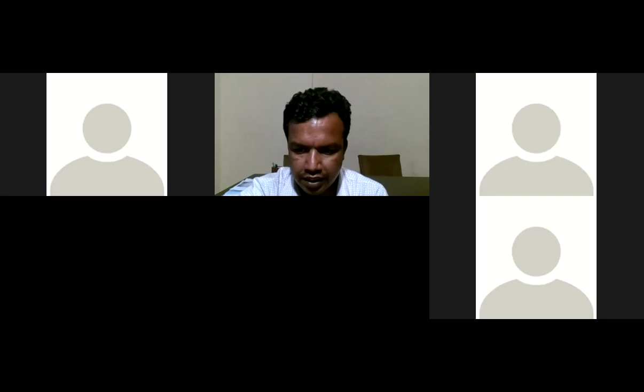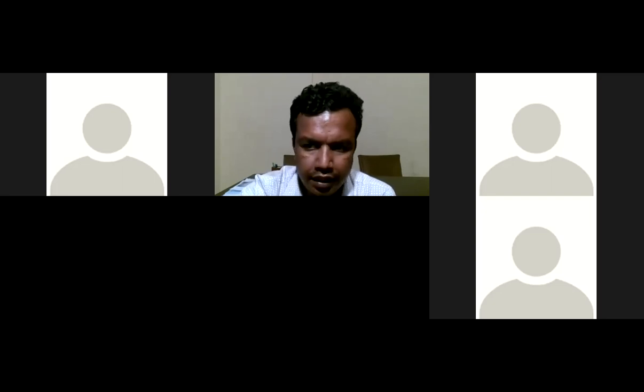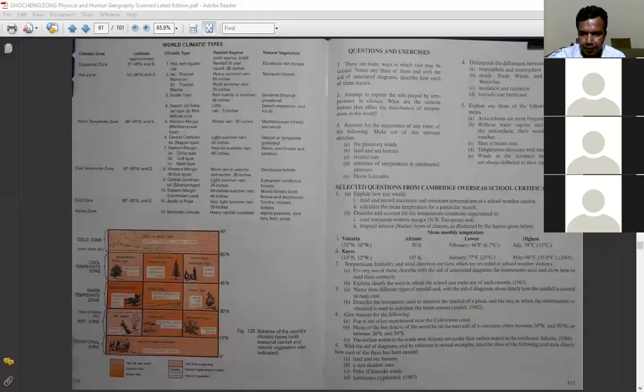Okay, so we can see here. Can you all see the screen now? Is it visible to all of you? Yes, sir. Okay, so here you can see the next zone, the warm temperate zone, which is located between 30 to 45 degree latitude in the northern hemisphere. On the western margin of the continent, we have the Mediterranean type of climate.